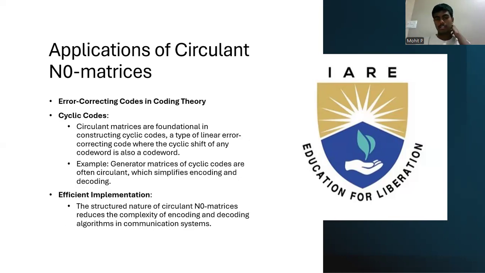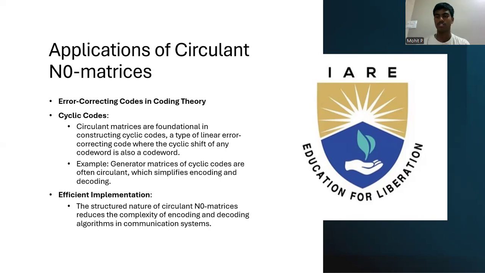Now, error correcting codes in coding theory. Circulant matrices are the foundation in constructing cyclic codes, a type of linear error correcting code where the cyclic shift of any codeword is also a codeword. Let's take an example. Generator matrices of cyclic codes are often circulant, which simplifies encoding and decoding as well. So efficient implementation is also possible.